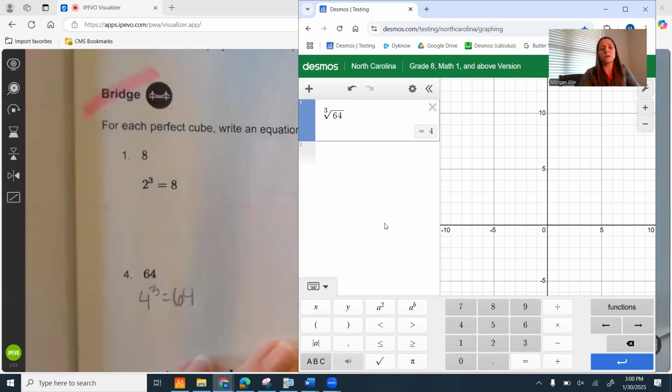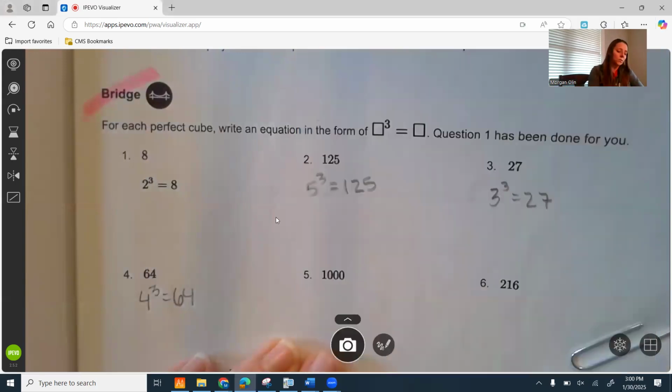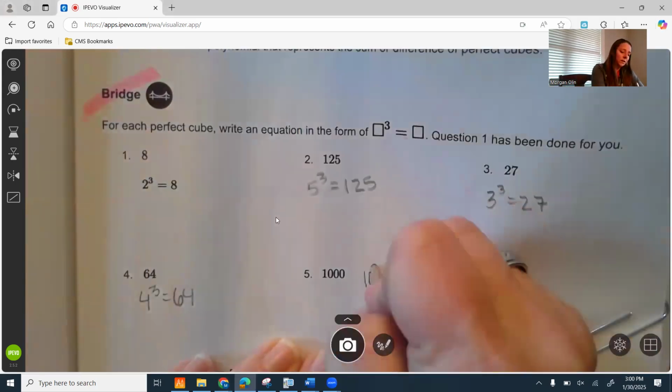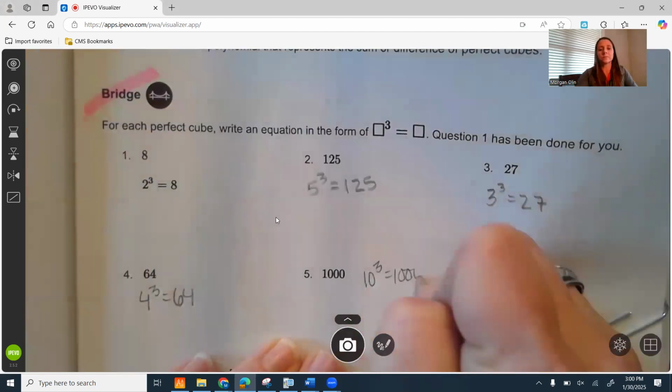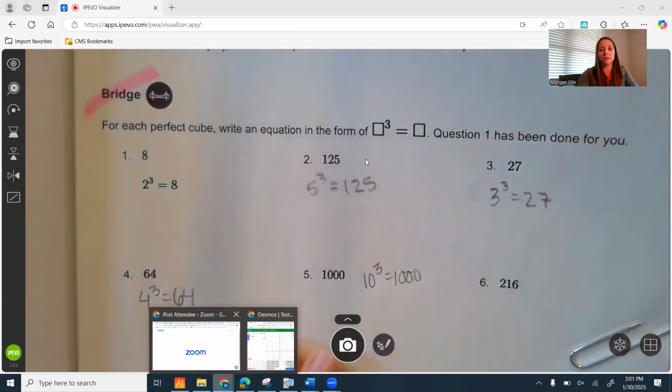The next one was 1,000. So I'm going to put 1,000 in. What is that? 10. So 10 cubed equals 1,000. And now 216.